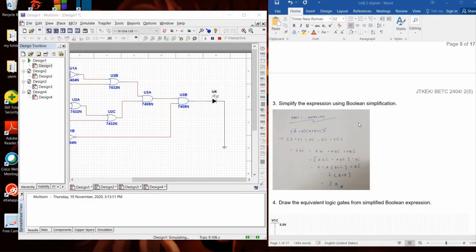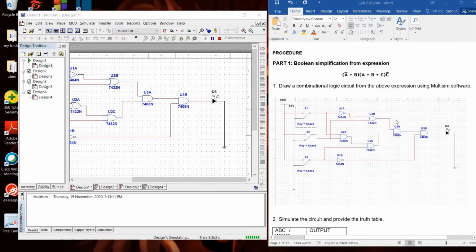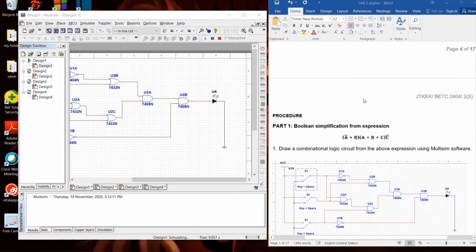I'm from 2BET S12. So today I'm going to present about the lab I have been given, which is combinational logic circuit. So I'm doing part 1 and part 2. Okay, let's start. Part 1 is about Boolean simplification from an expression.